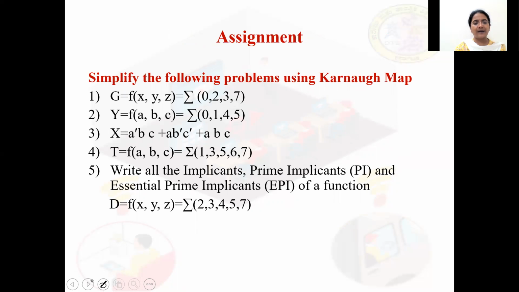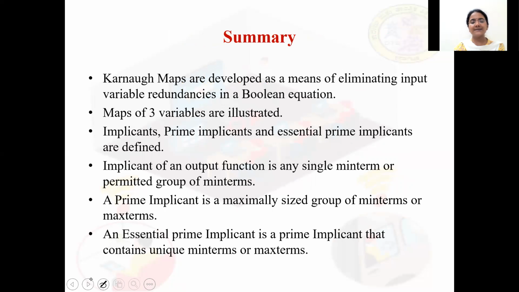In this session, we have studied about the Karnaugh maps. The Karnaugh maps are developed as a means of eliminating input variable redundancies in a Boolean equation. The maps of 3 variables are illustrated. We have solved some problems on this 3 variable K-map, and we have studied about the implicants, prime implicants, and essential prime implicants.